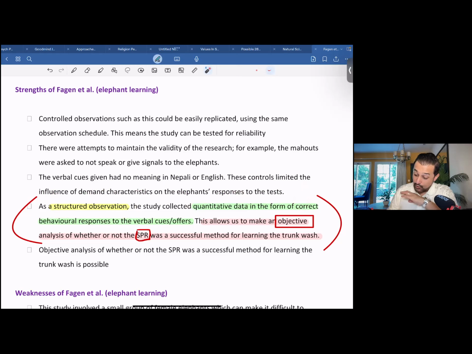So what does the word objectivity mean? The word objectivity means where there is no bias, right? So if the data is being collected through a structured observation and through quantitative means, the likelihood of your research not being affected by bias is higher, right? So your research could be more objective. So this allows us to make an objective analysis of whether or not the SPR, that is the secondary positive reinforcement method, was a successful method for learning the trunk wash. Now, these were 4 different advantages over here. Let's quickly move on to the 5th one.